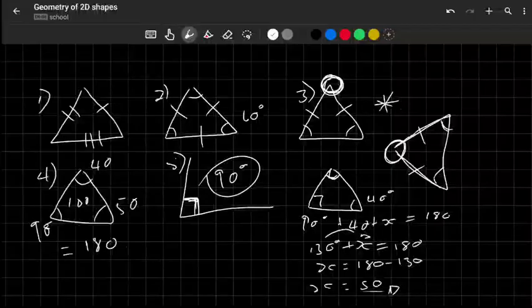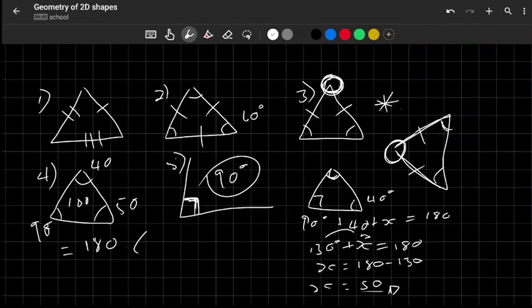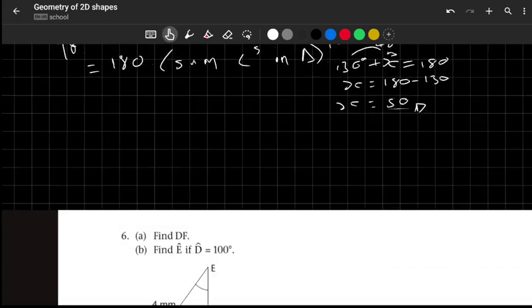Now in geometry you must always explain the reason why you're saying something. So if we're going to say that angles add up to 180, you must say that the sum of angles in a triangle add up to 180. But we'll go through that together.